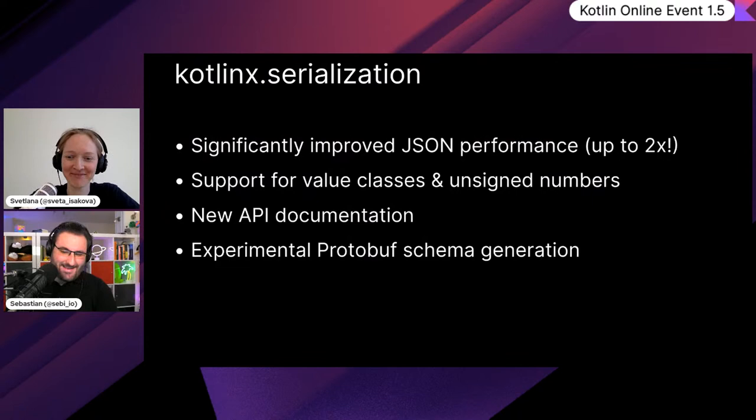Well, let me also talk a little bit about the changes that came with kotlinx.serialization, which was released in tandem with this new Kotlin version. In case you haven't touched kotlinx.serialization before, it's the library you probably want to use for all things communication, when you want to turn Kotlin objects into JSON, protobuf, and many more formats. This newest version benefits from a completely rewritten encoder and decoder for JSON, meaning it gets up to 2 times the performance of previous versions. They also have other features like support for value classes and unsigned integers, overhauled API docs, and even experimental protobuf schema generation.